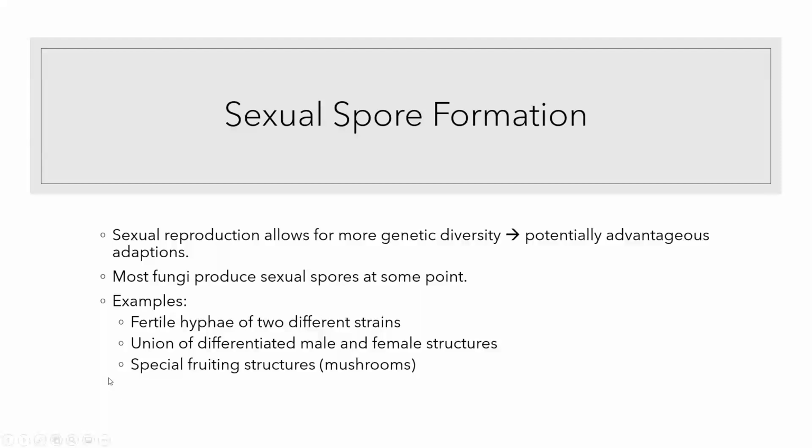They have a couple of different ways that they can go about sexual reproduction. The first is to have fertile hyphae of two different strains. So we get a strain that's self and a strain that's not self, and we can take a meiotic cell from each of those and combine them. We can also get union of female or male structures. Some fungi will delineate which structure is female and which one is male, and make sure that we get one of each, while others have special fruiting structures, think mushrooms, that are going to help propagate and perform sexual spore formation.